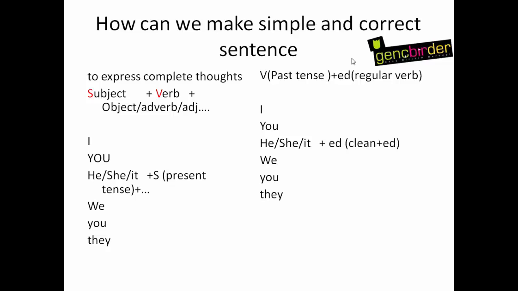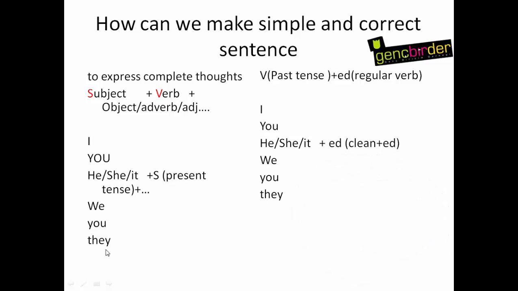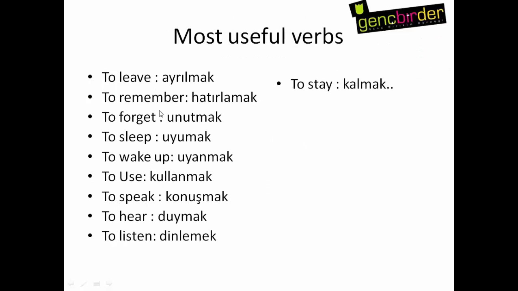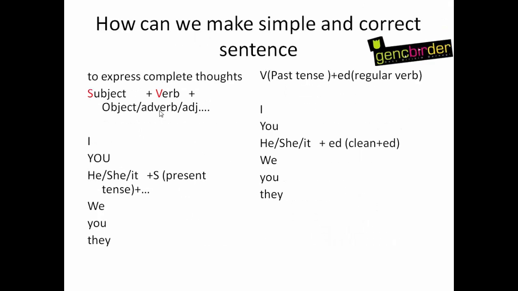Okay, so what is a subject? The subject is the doer of the action. It can be I, you, he, she, it, we, you, they. That depends on who is doing the action. Okay, the verb. We have already seen together a list of the most useful verbs. I hope that you still remember some of these verbs.